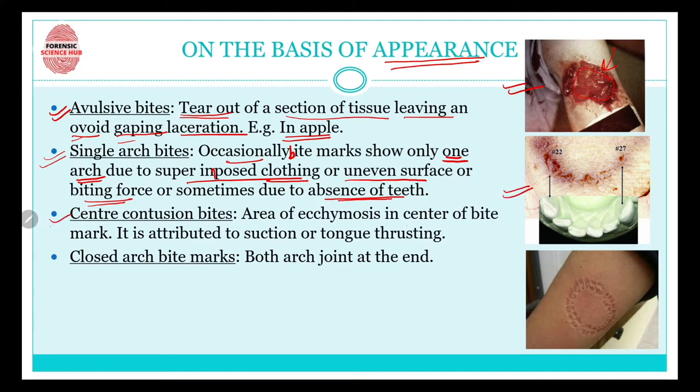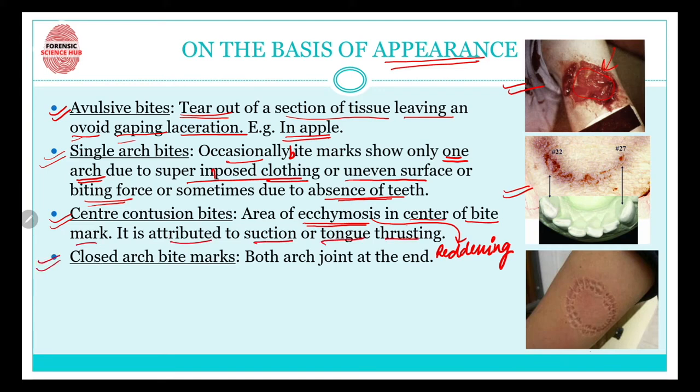Then comes central contusion bite, in which we get to see an area of ecchymosis. Ecchymosis basically is reddening of the skin due to bleeding. There's bleeding under the skin, due to which the skin starts to look reddish in color. So an area of ecchymosis is seen in the center of the bite mark. It is attributed to suction or tongue thrusting.